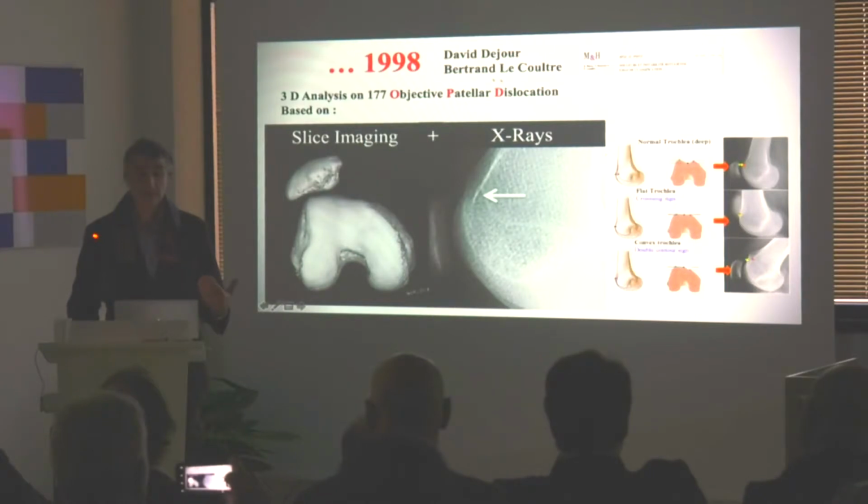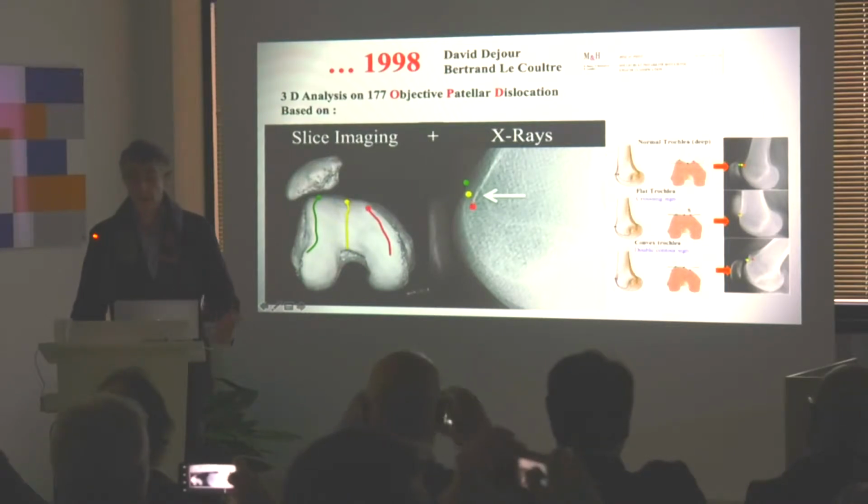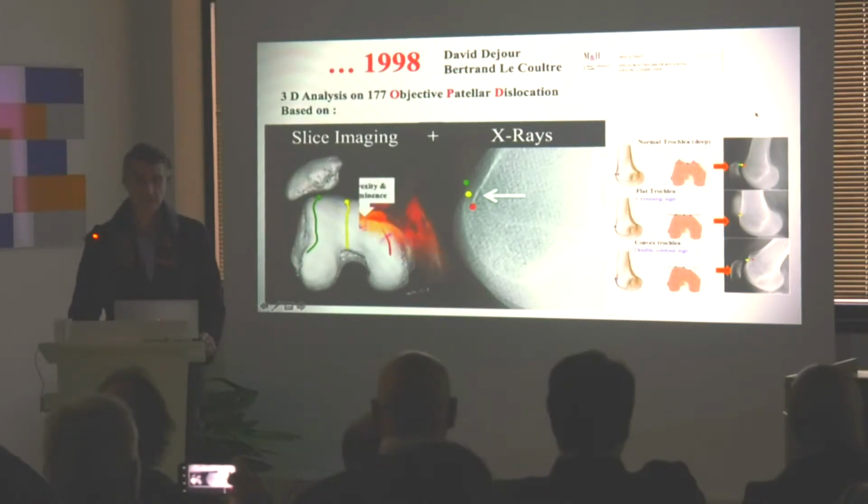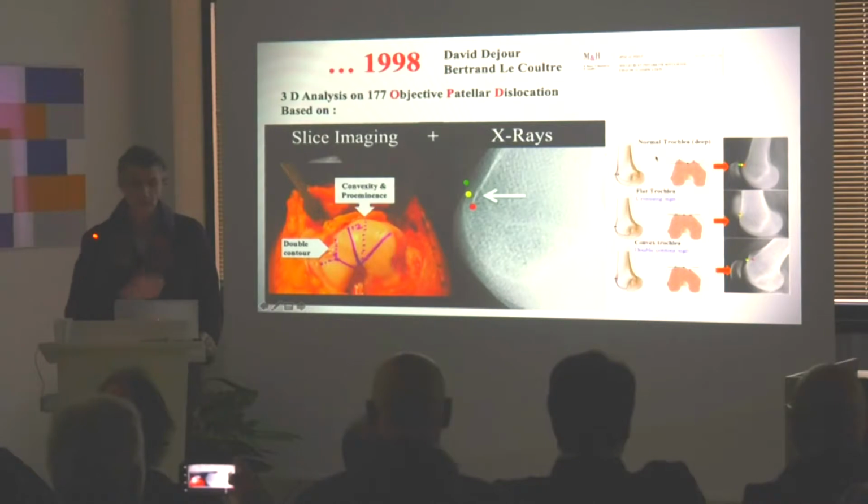So here again, in 1998, when I changed the classification, we used slice imaging and X-rays, and we described those 3 points, describing the different types of classification of the trochlear dysplasia. So you have to understand this double contour here. It is the subchondral bone of the medial facet here. This is very important to understand, and you see that you have no medial facet at all.